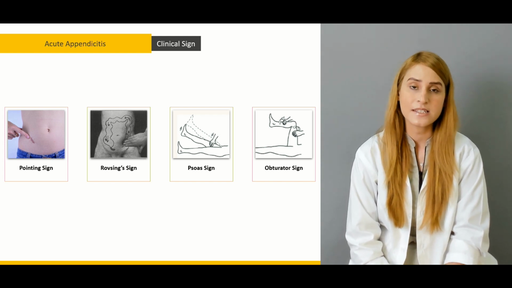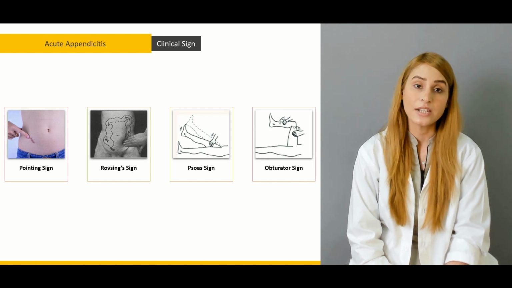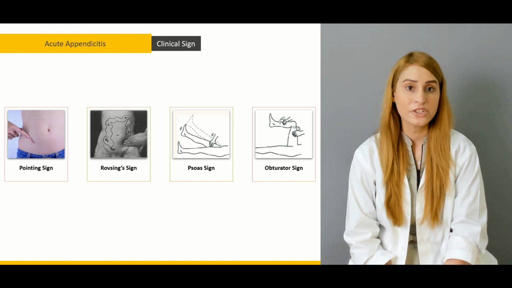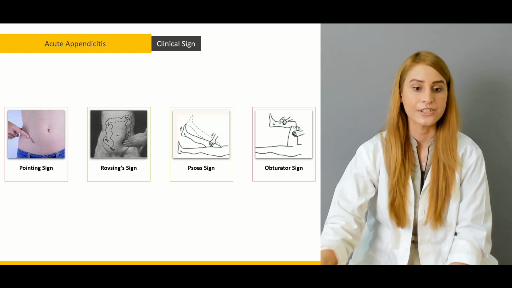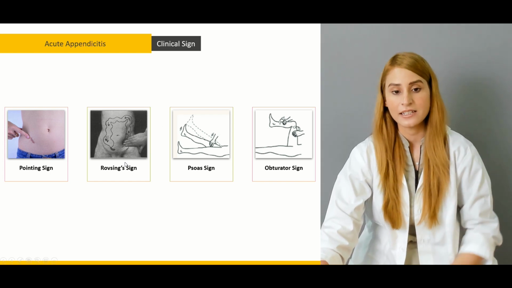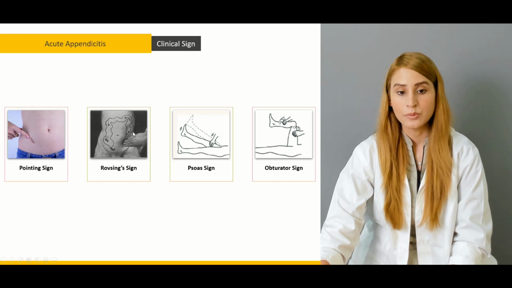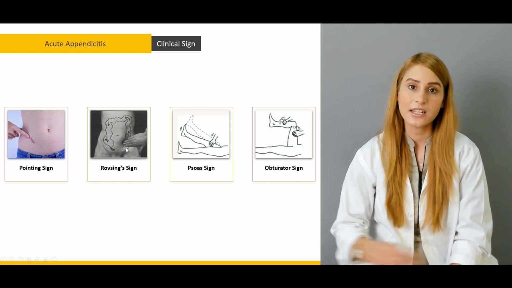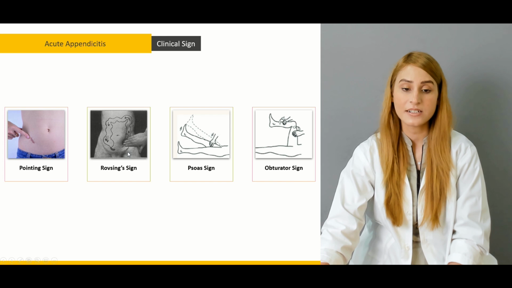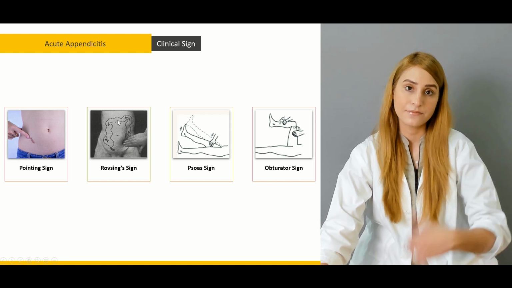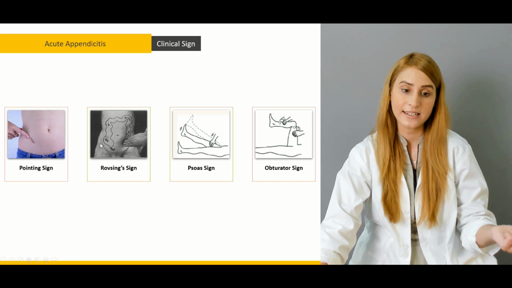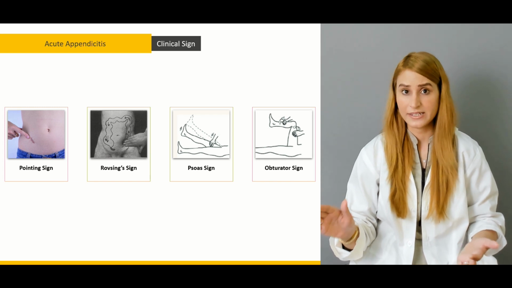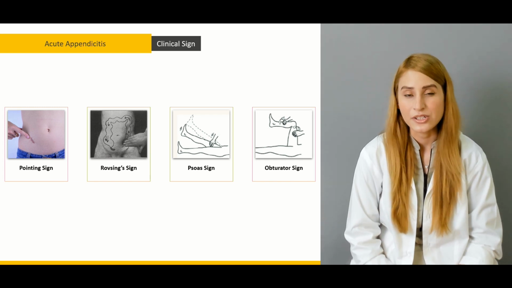In case of the Rovsing sign, what you do is you try to elicit, you palpate the left iliac fossa, and the patient says that I've got a pain in the right iliac fossa. You can see here whenever you push the left iliac fossa, this travels right here to the appendix, right? So whenever you push the left iliac fossa, the gas or the contents are pushed backward from the descending colon to the transverse, then ascending, and it goes down to the cecum, and they strike the inflamed appendix. So whenever they strike the inflamed appendix, the patient complains of pain.